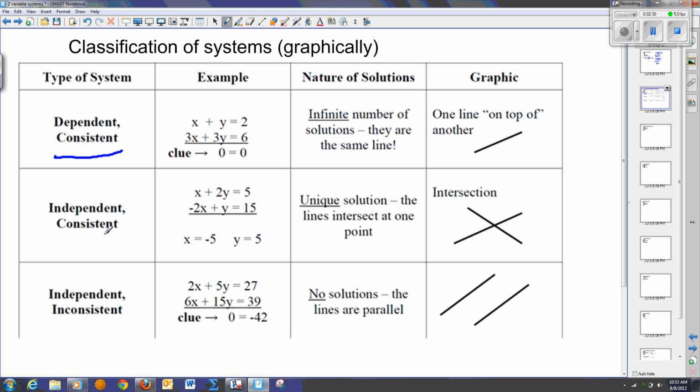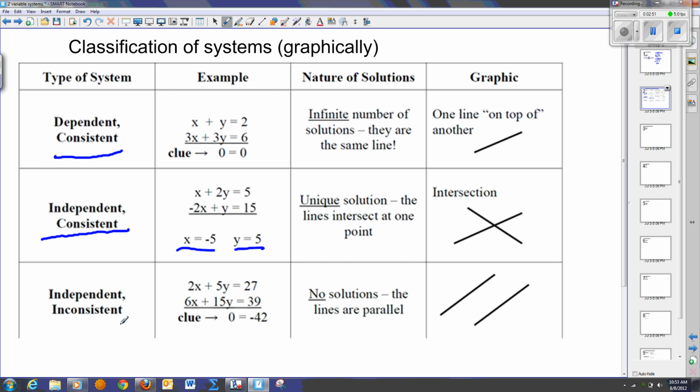Now, if we talk about independent and consistent, that means when we solve the system of equations, we end up with a unique point, x and y. And once we get that unique solution, that's where the two lines intersect. This can be seen in this graphic over on the right.